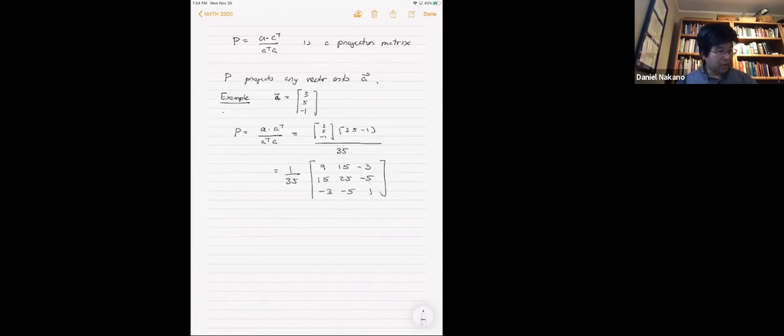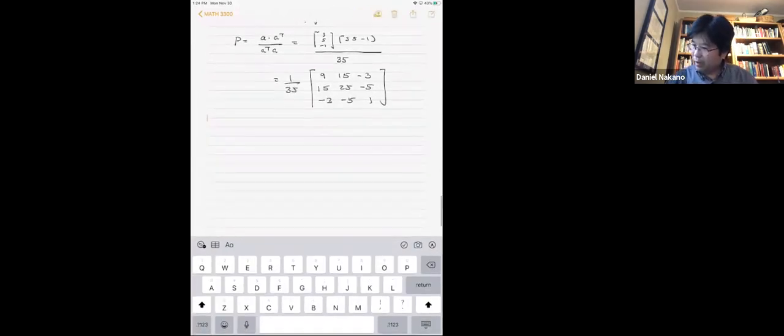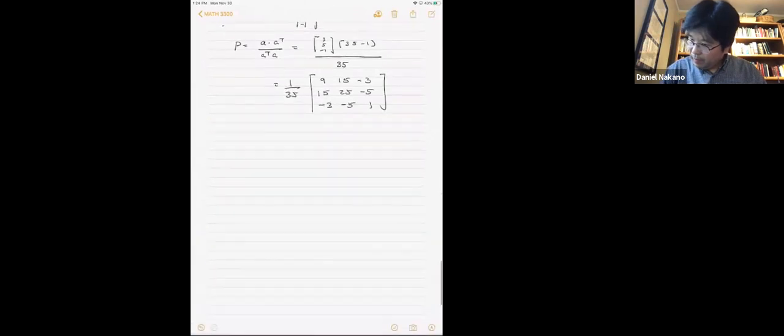So here are some properties. Let me list a few of them and we will go over some next time. You can just see the example. First of all, P is symmetric. You can actually prove that. Notice that this matrix is symmetric, right? It's equal to its transpose.